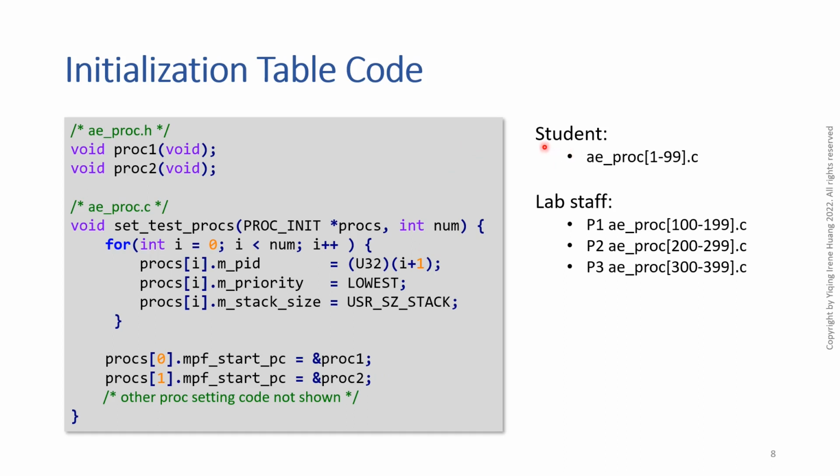For your case, you're going to program ae_proc with a number, and this number needs to be from 1 to 99, in the form ae_proc<number>.c. So 1 basically means testing suite 1, 2 means testing suite 2, and so on. When we provide you the testing suite file, for P1 we will use IDs 100 to 199, 200 to 299 for P2, and 300 to 399 for P3.